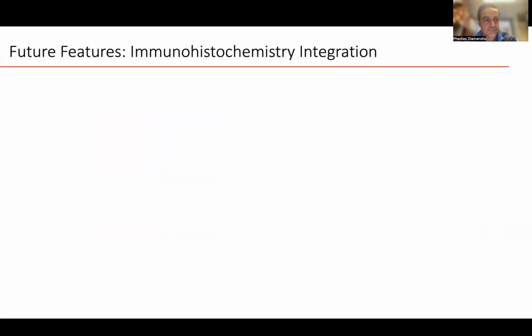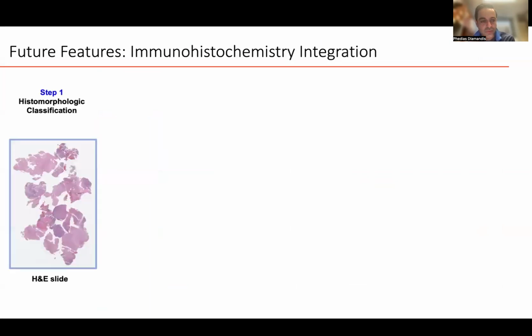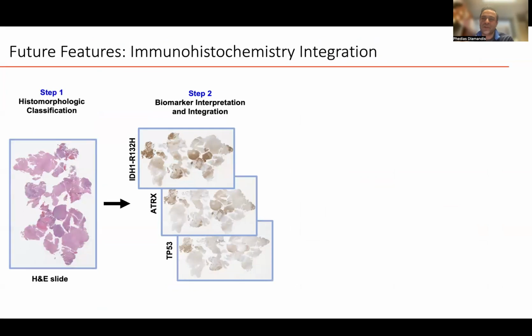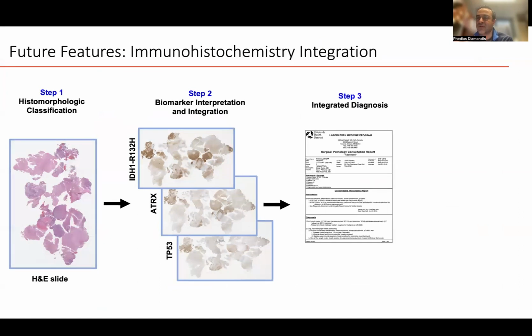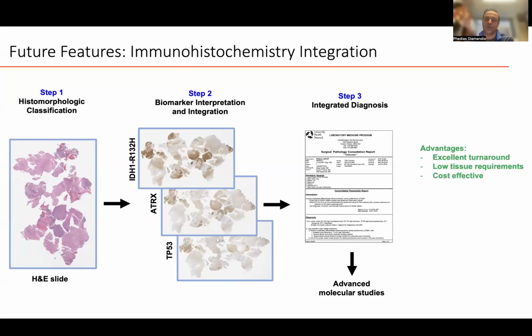So this is, again, an example of what can be done using this system to help prognosticate patients. So future features, these have not been developed yet, but we've done research on them, so we're quite confident they work. But just looking at H&E is only one component of the diagnostic process. We tend to use that information to order immunohistochemical biomarkers that we then integrate into the diagnosis. And these are very useful for ordering these more advanced molecular studies.